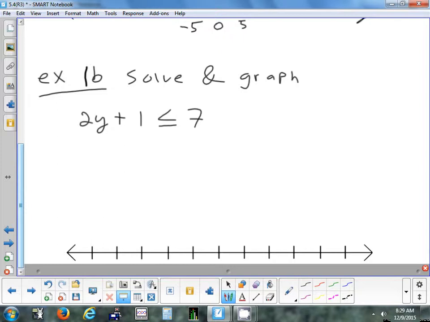All right, example 1B. Is it only if you divide by a negative you flip the sign, or is it multiplication? It's multiplication too. Multiplication and division. If you divide by a negative, multiply by a negative, flip that sign. What about subtraction?